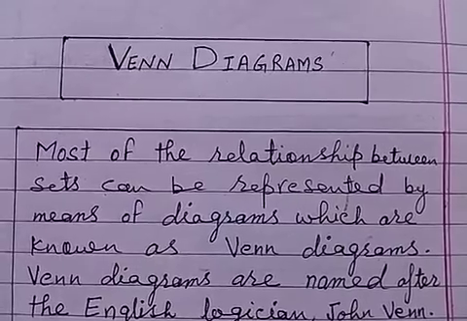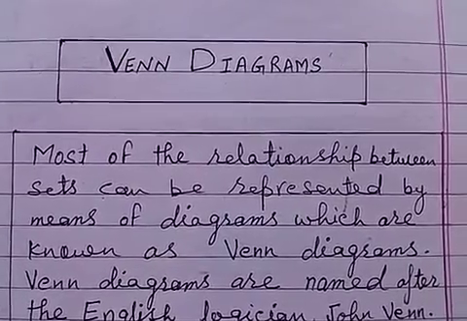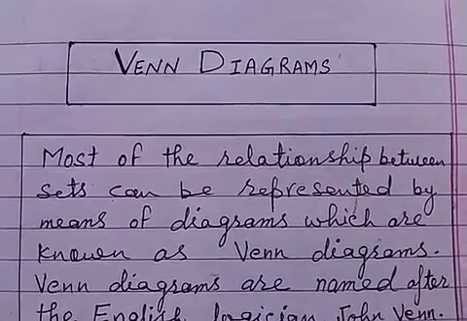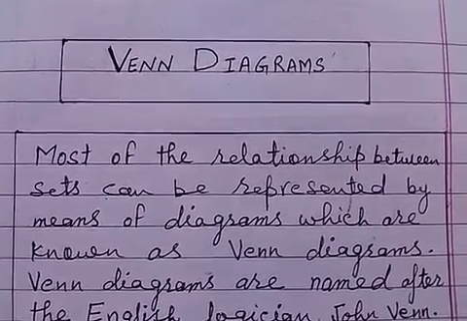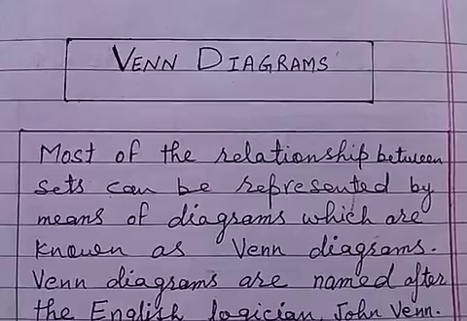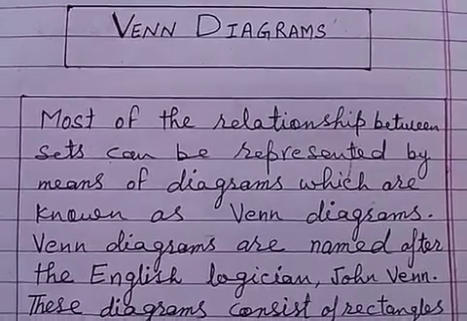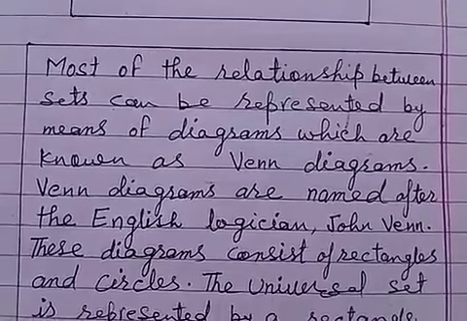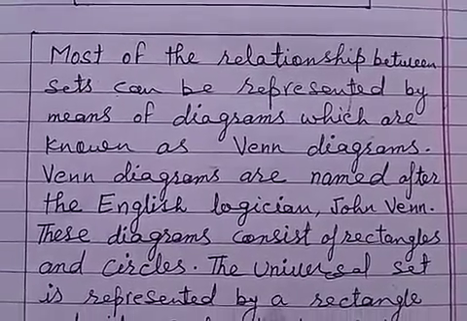Today we will learn Venn diagrams of sets. Most of the relationship between sets can be represented by means of diagrams, which are known as Venn diagrams. Venn diagrams are named after the English logician John Venn. These diagrams consist of rectangles and circles.